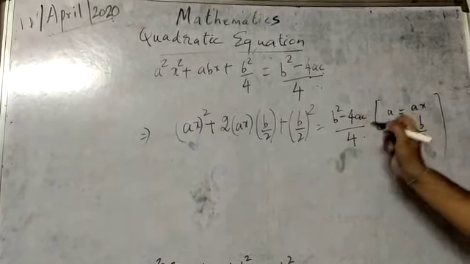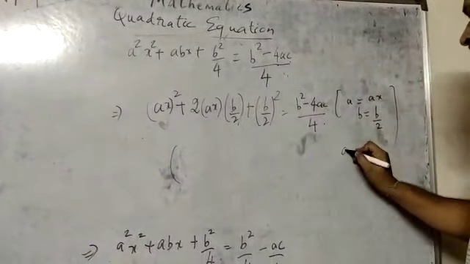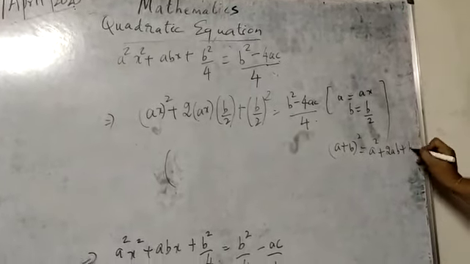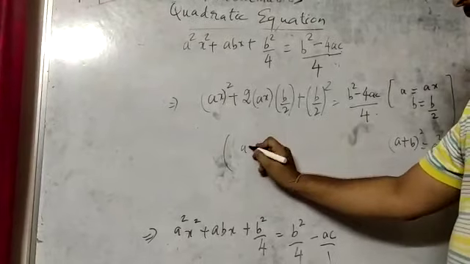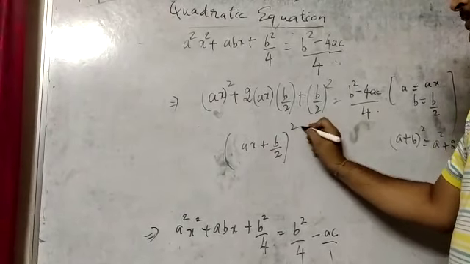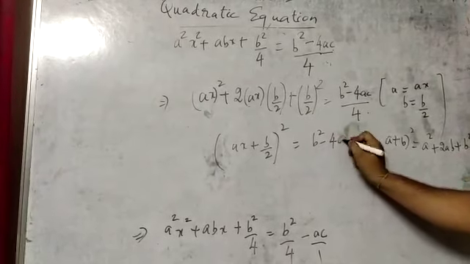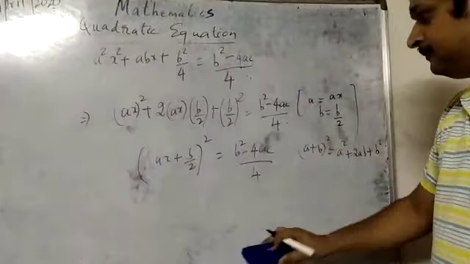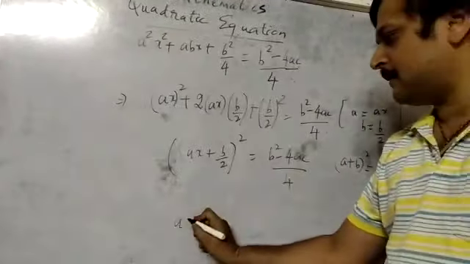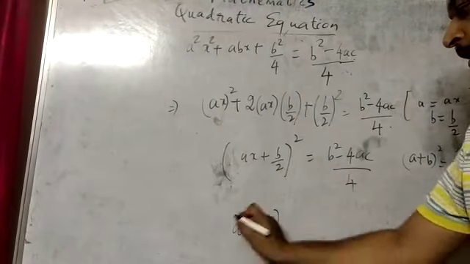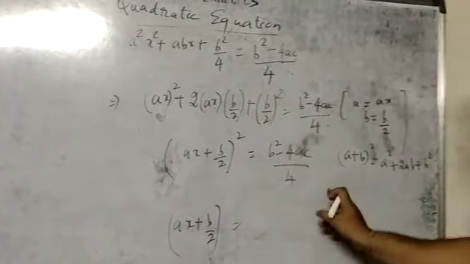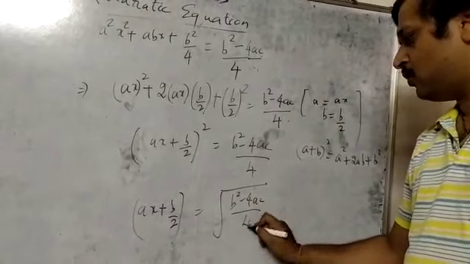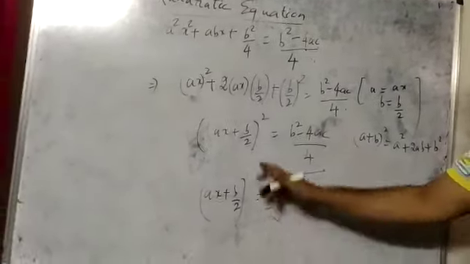Then this is of the form (a plus b) whole squared is equal to a squared plus 2ab plus b squared. So we get (ax plus b by 2) whole squared equals b squared minus 4ac by 4. Then we get ax plus b by 2 equals this root. If I shift the square to the right hand side, I'll get root of b squared minus 4ac by 4, plus or minus, because it had 2 roots.